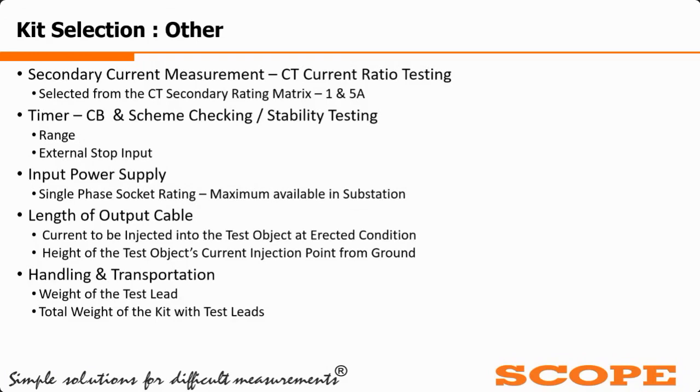The current to be injected into the test object at the erected condition. So this part is important. Then the height of the test object current injection point from ground. That is, the instrument should be capable of measuring the CT from ground. The CT is 8 meter or 6 meter or 10 meter, and the instrument is capable of doing the CT testing.